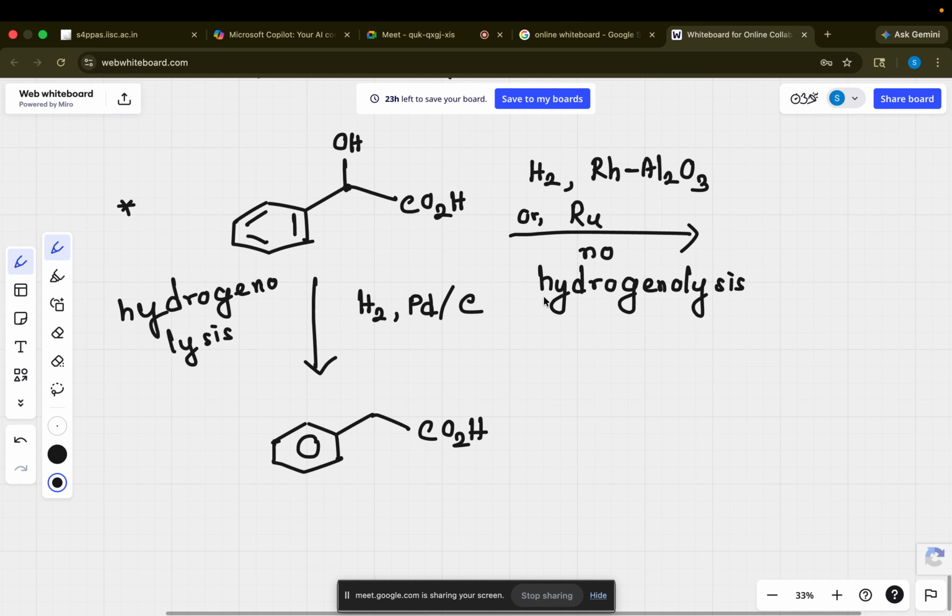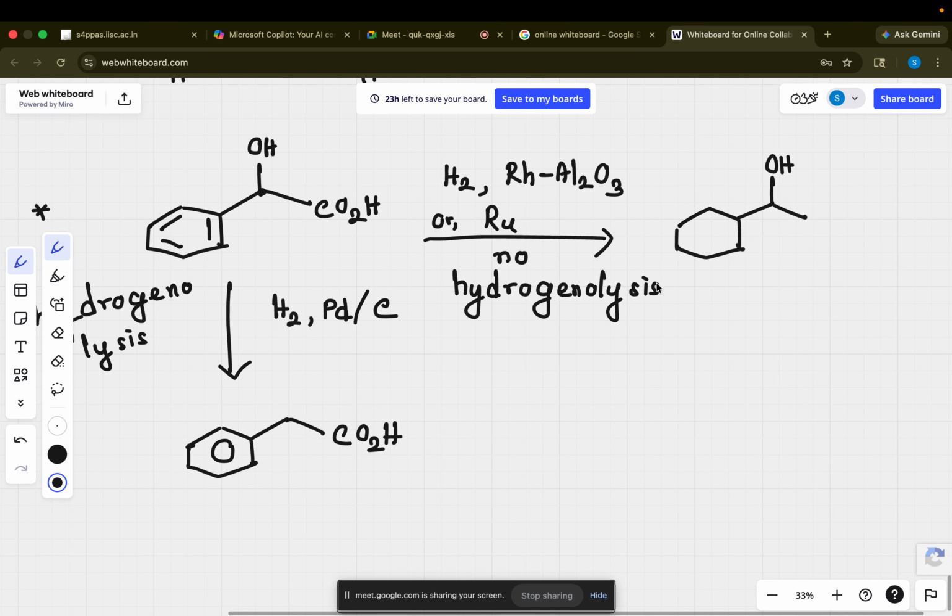So what will happen here? In presence of this reagent, reduction of aromatic rings will happen. One is Raney nickel, and the second is rhodium alumina mixture, which can do reduction of aromatic rings. Raney nickel also can do the reduction of the whole aromatic ring.